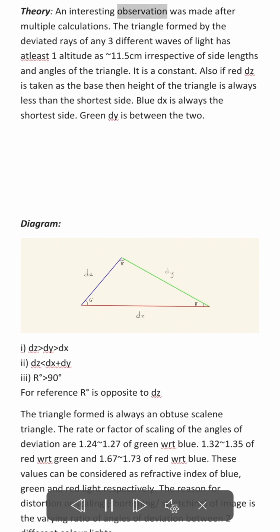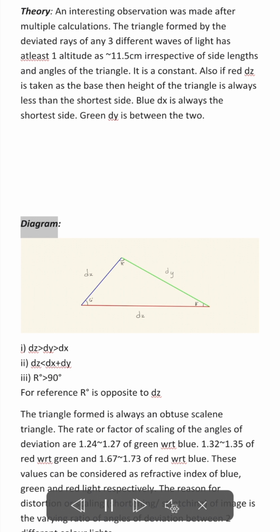Theory: an interesting observation was made after multiple calculations. The triangle formed by the deviated rays of any 3 different waves of light has at least one altitude as 11.5 cm irrespective of side lengths and angles of the triangle. It is a constant. Also, if red dz is taken as the base, then height of the triangle is always less than the shortest side. Blue dx is always the shortest side. Green dy is between the two.